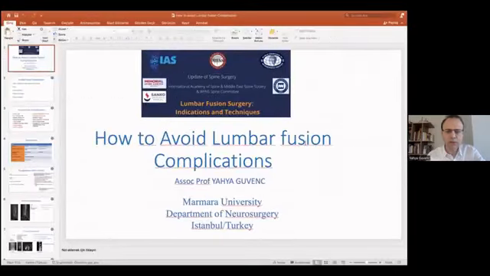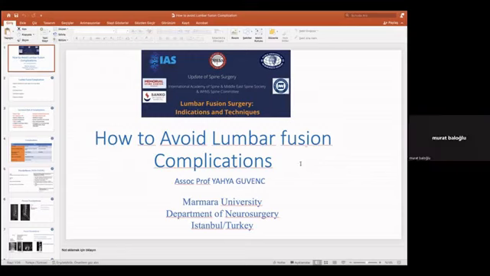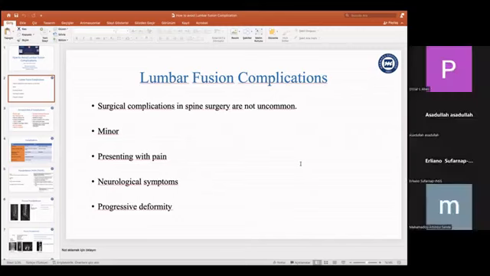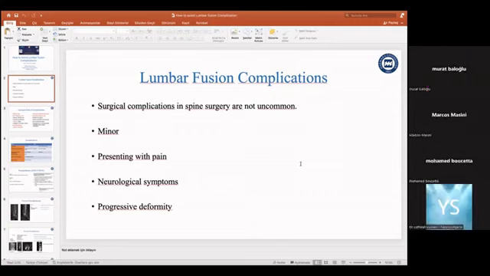Dear colleagues, hi everyone. I am going to tell you how to avoid lumbar fusion complications. Lumbar fusion complications are not common. We see them sometimes, and sometimes correcting them is very difficult. So it is very important. The most important thing is to prevent complications.